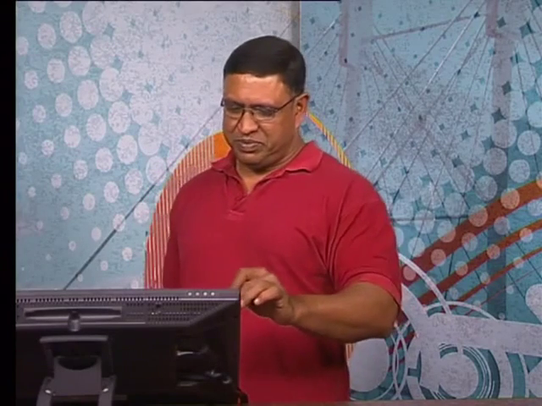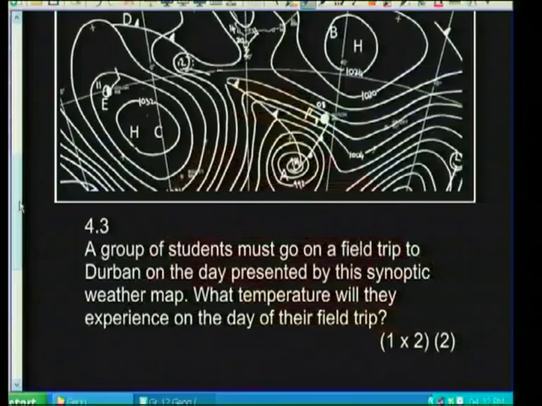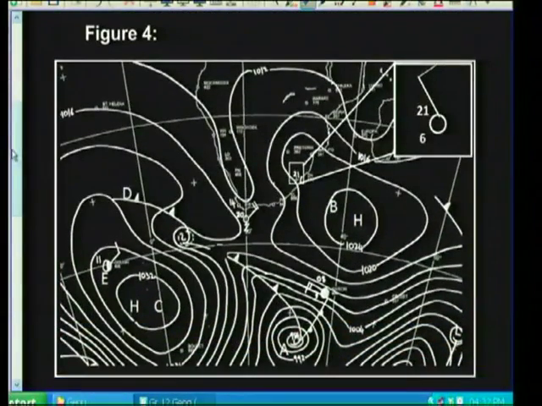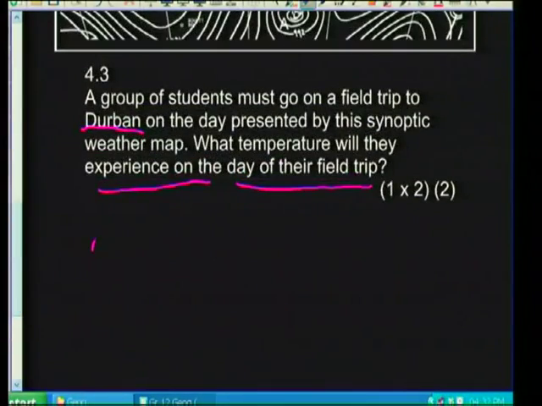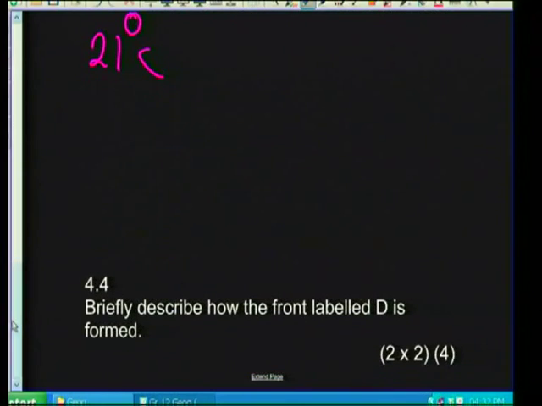All right, let's look at the next question. A group of students must go on a field trip to Durban, on the day presented by the synoptic weather map. What temperature will they experience on the day of their field trip? It's the day on which the synoptic map was taken. Again, very clear. There's Durban, you need to know the location of Durban, and the temperature is given to you. So obviously it's 21 degrees Celsius. Quite simple if you use the source material. Okay, let's look at the next one.